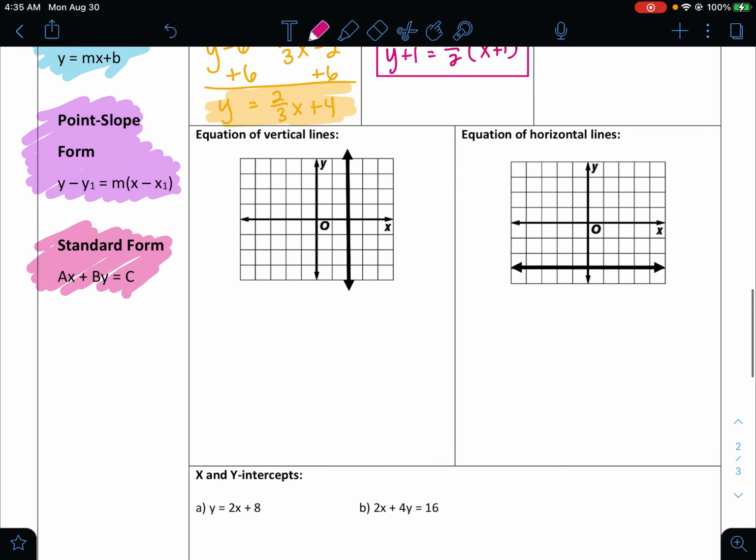All right, equation of a vertical line. This one's very simple. If it's vertical, then it's going to be x equals a number. In this case, it's 2. And you can remember because it goes through the x-axis. So it's going to be x equals 2. It goes through the x-axis at 2. Similarly, this is going to be y equals because it goes through the y-axis, and it goes through the y-axis at negative 3.